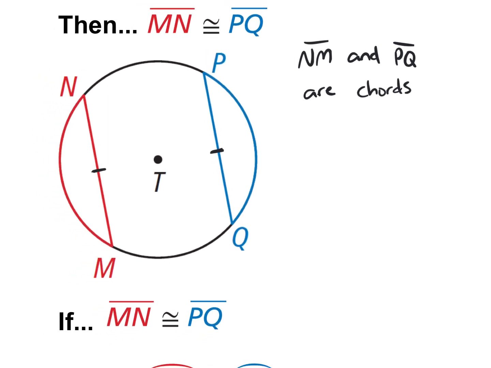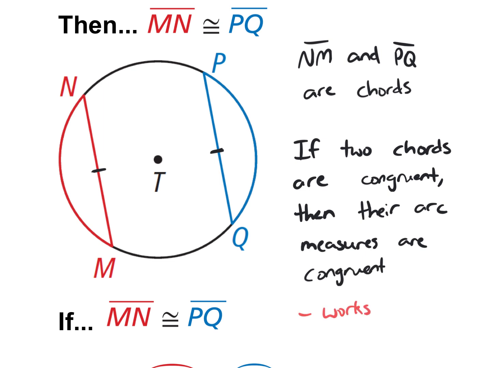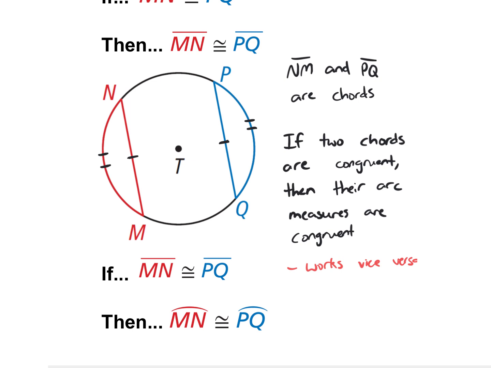Yep. So if two chords are congruent, then their arc measures are congruent. And this also works vice versa. So if their arc measures are congruent, then the two chords are congruent. So in your picture, you can mark those as the same. That is what I just put into words for you here. That's what your statement says underneath the picture.